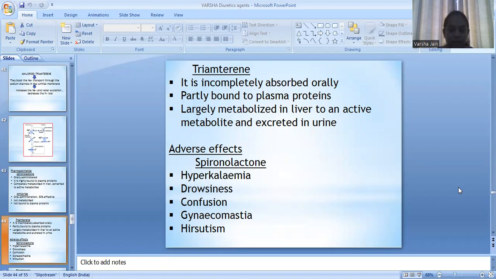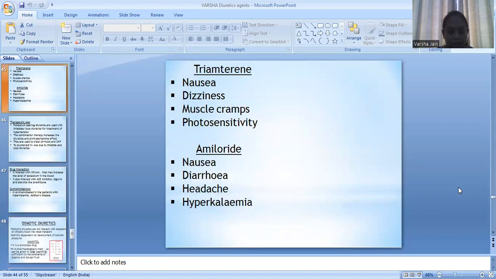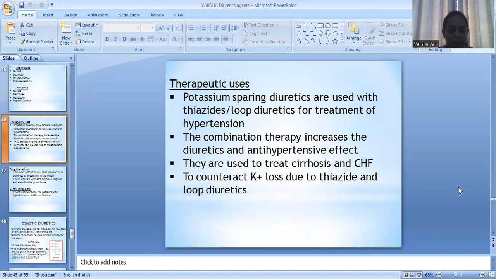and excreted in urine. Adverse effects of spironolactone: hyperkalemia, drowsiness, confusion, gynecomastia, hypothyroidism. Triamterene: nausea, dizziness, muscle cramp, and photosensitivity. Amiloride: nausea, diarrhea, headache, and hyperkalemia.